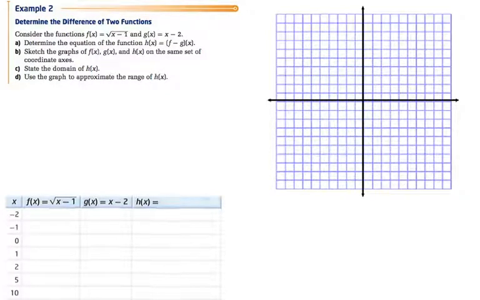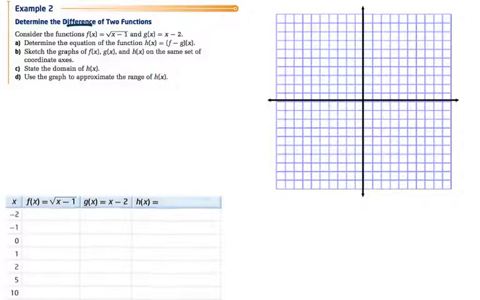So we're looking at a very similar question now, except instead of the sum of two functions, we're looking at the difference of two functions. The difference is what we get when we subtract two functions. So f of x is the square root of x minus 1, g is x minus 2. We can't actually do any combining to that because the x minus 1 is under a root.